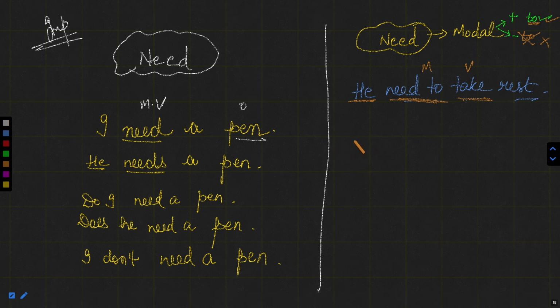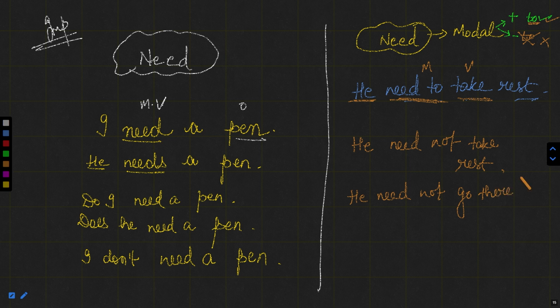But if I say he need not, now this one is negative. We cannot say need to not or need not to. No, that is incorrect. He need not take rest. Now this will be the sentence. He need not go there. It means there is no requirement of him to go there. So these will be the sentences.